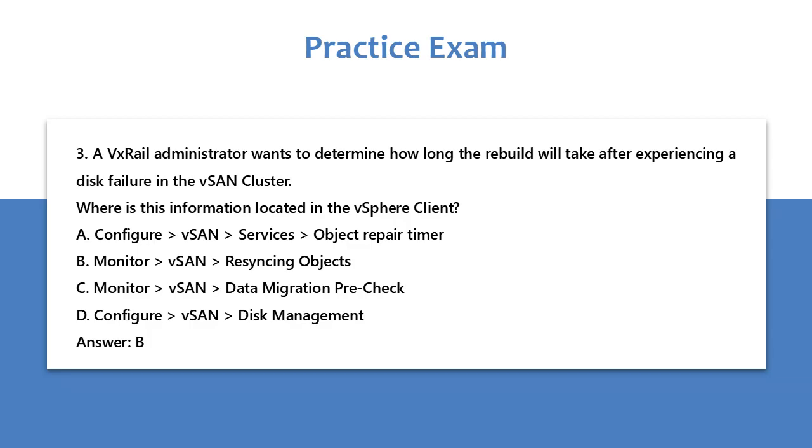3. A VxRail administrator wants to determine how long the rebuild will take after experiencing a disk failure in the vSAN cluster. Where is this information located in the vSphere client? A. Configure > vSAN > services, object repair timer. B. Monitor > vSAN > resyncing objects. C. Monitor > vSAN > data migration pre-check. D. Configure > vSAN > disk management. Answer: B.